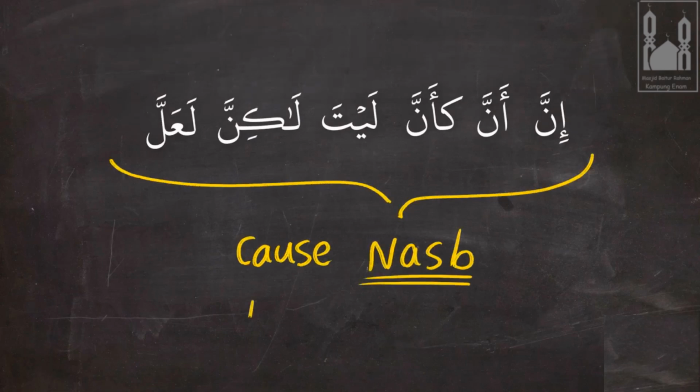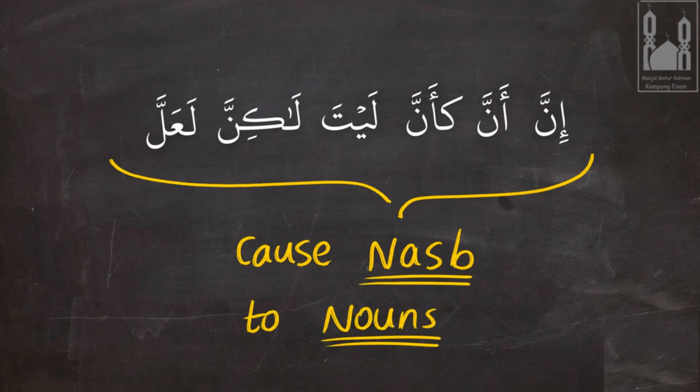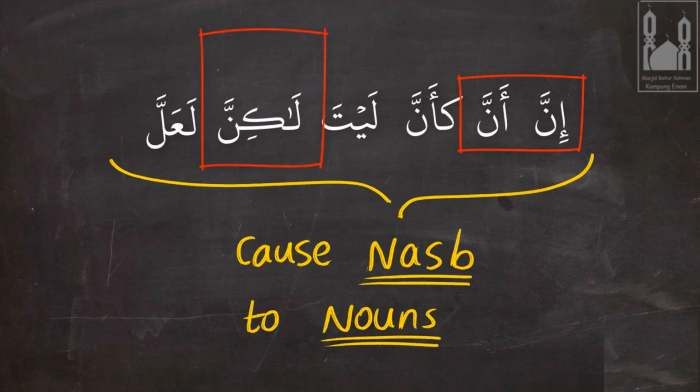So the most important takeaway of this lesson is that these 6 particles cause the noun after them to have nasb, or adding fatha to the end of the word that comes after them. The most important thing to pay good attention to is the differences between inna and anna, and also the differences between lakinna and lakin.